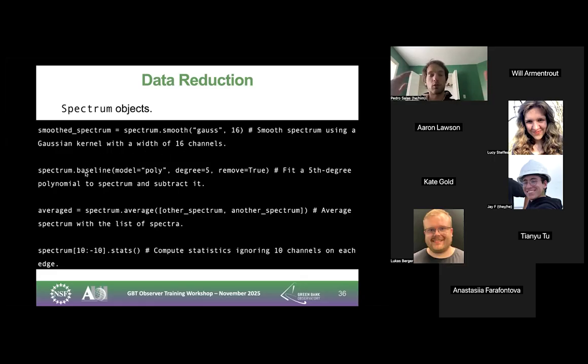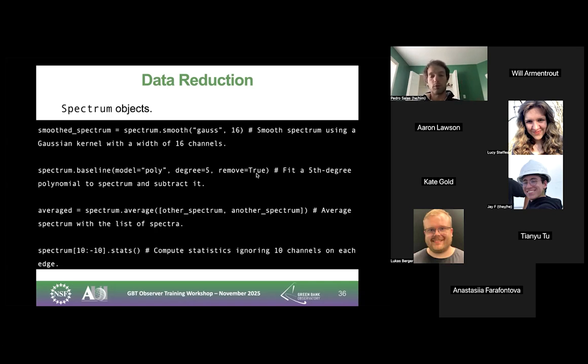Or let's say your on and your off were not a perfect match, so there's still some baseline, some waviness left in there. You want to remove a baseline. There's a function for that too, right? So you can specify what kind of model you want to use, a polynomial, Chebyshev polynomial, a Legendre polynomial, the degree, and you tell it, yes, I want to remove it.